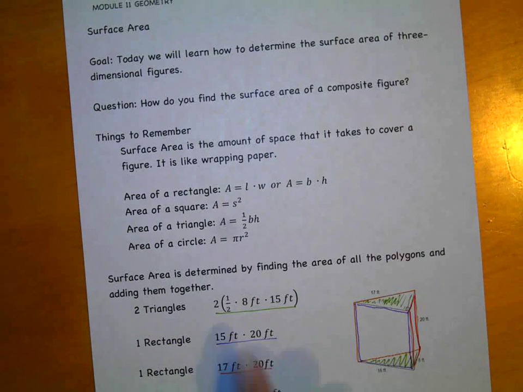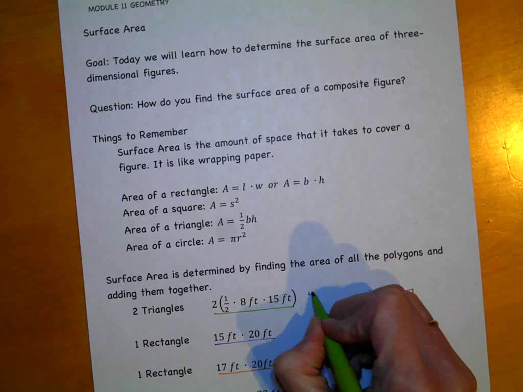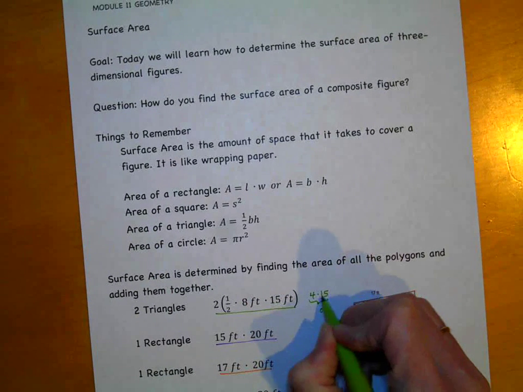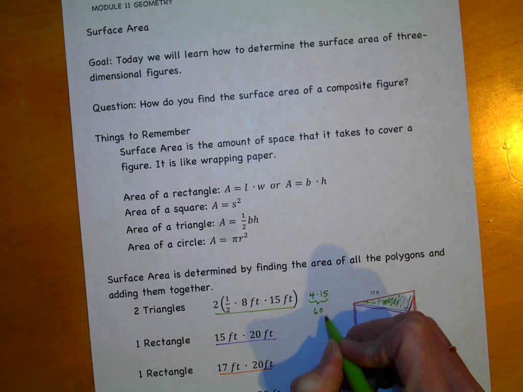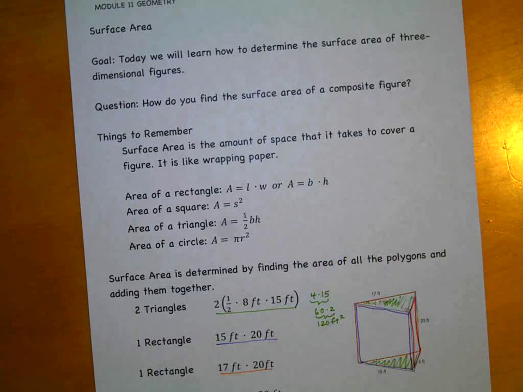Okay, so then that's pretty simple of what to do. So half of 8 is 4. 4 times 15 gives me 60. And then I'm supposed to multiply that by 2. And when I do, that's 120 feet squared. So the triangles are 150 feet squared, or 120 feet squared, sorry.